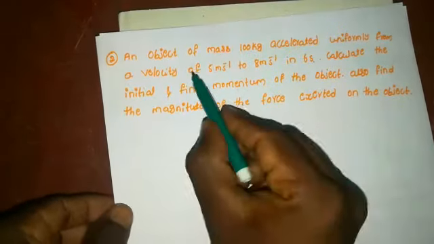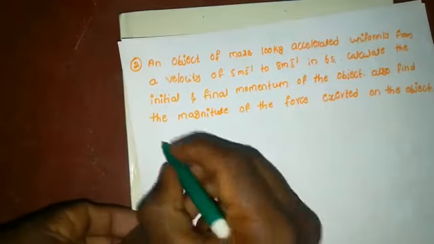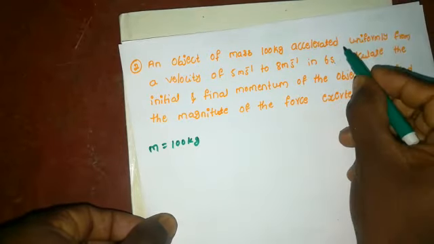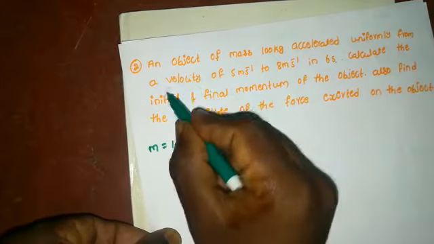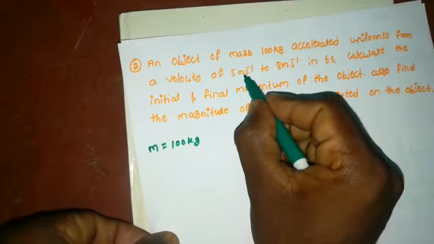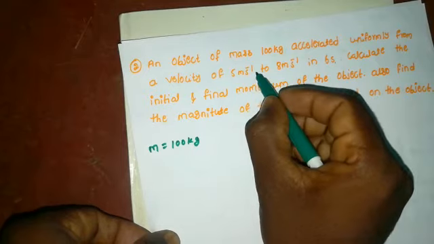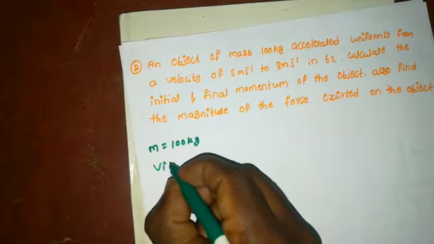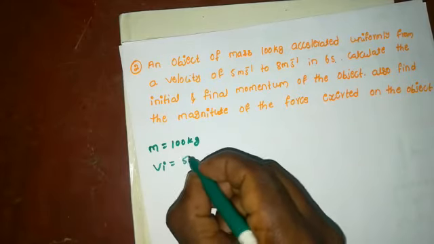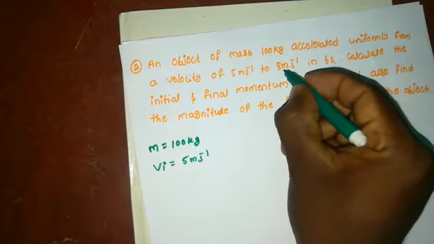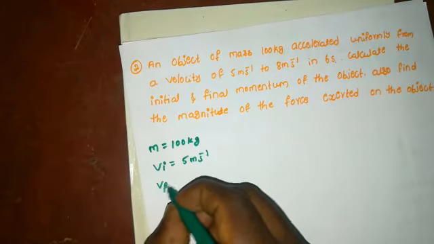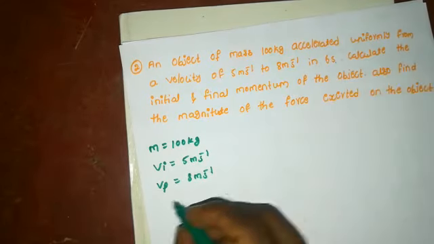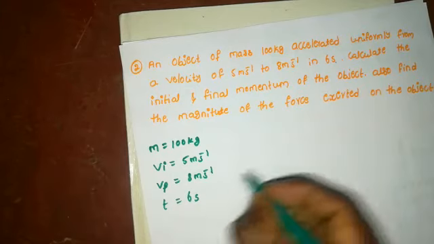Here, an object of mass 100 kg. What is the mass of the object? How much? 100 kg, accelerated uniformly from a velocity of 5 meter per second. It means the initial velocity, that is v initial, is 5 meter per second, to 8 meter per second, that is the final velocity vf is equal to 8 meter per second, in time how much? 6 seconds. t is equal to 6 seconds.